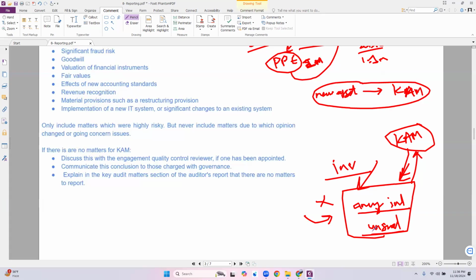Okay, let me give you another example. The company that I'm auditing has been around for the last 20 years. The company has never taken any loans. And this year, the company took out a loan of 1 billion. Would that be included within CAM?